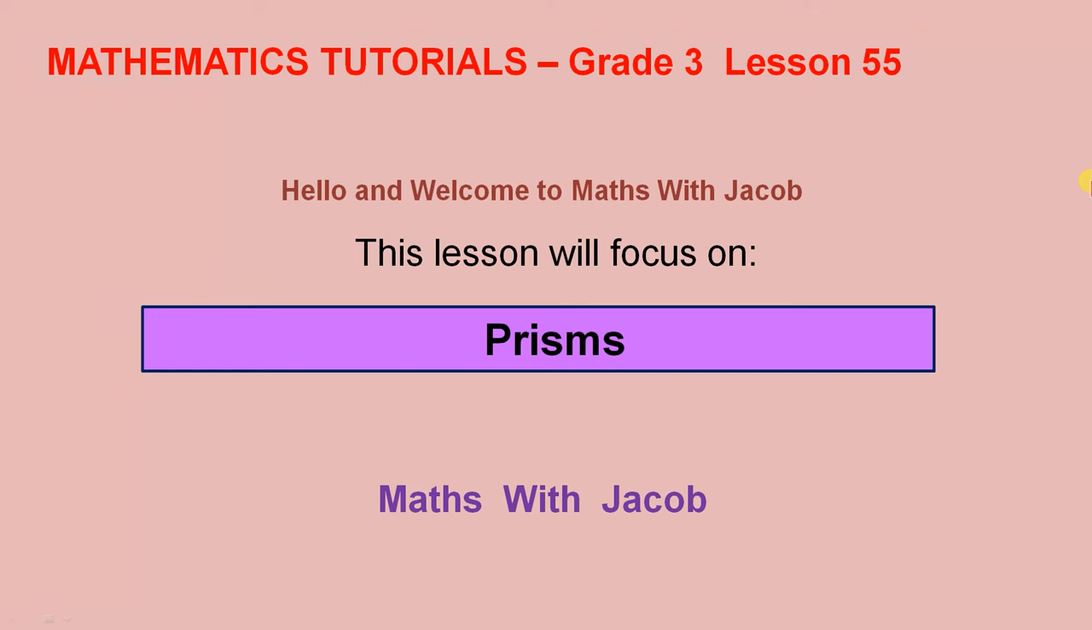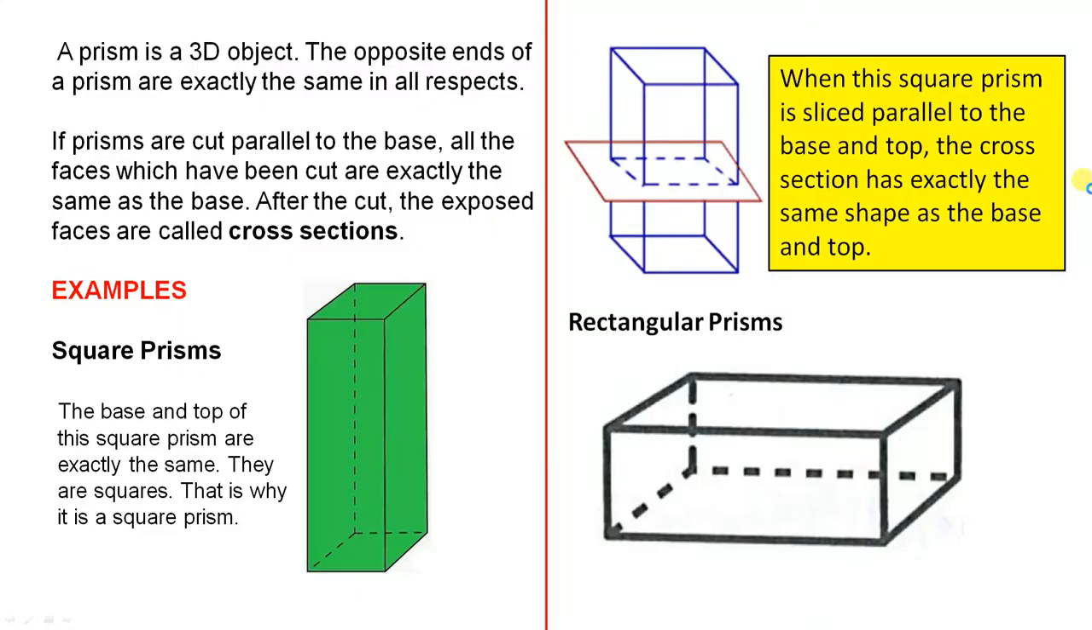This lesson will focus on prisms. A prism is a 3D object. The opposite ends of a prism are exactly the same in all respects. If prisms are cut parallel to the base, all the faces which have been cut are exactly the same as the base. After the cut, the exposed faces are called cross-sections.